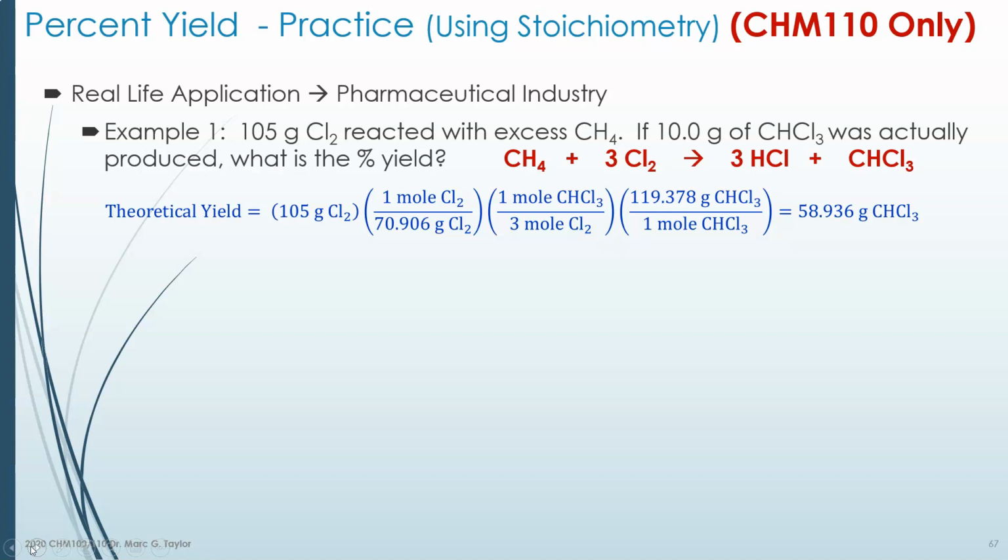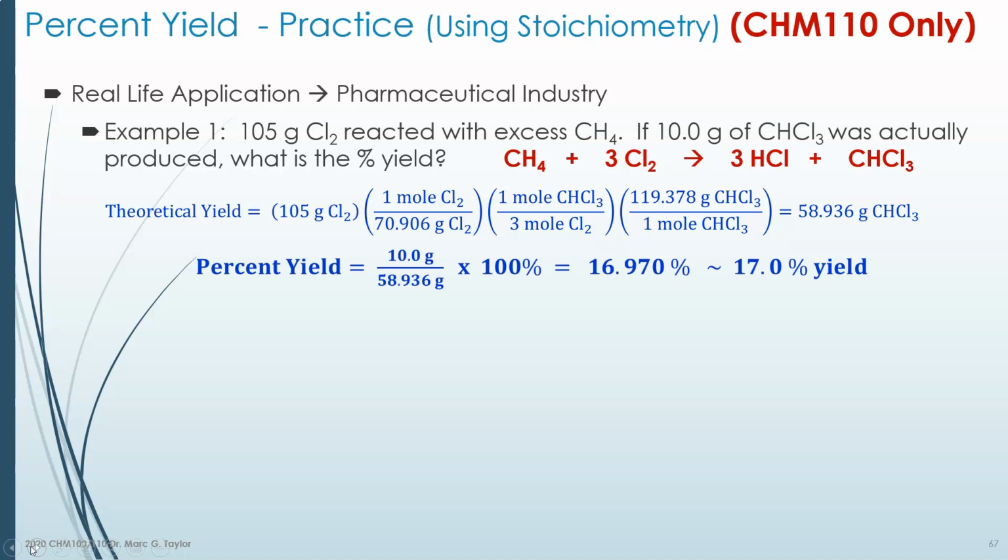But we actually got much smaller amount than that. We actually got only 10.0 grams of product instead of this 58.936 grams. So our percent yield is 10.0 grams over 58.936 grams times 100% because this is percent yield. And this gives us a final yield of 16.970%, which we round to 3 significant digits. And that gives us a yield of 17.0%.